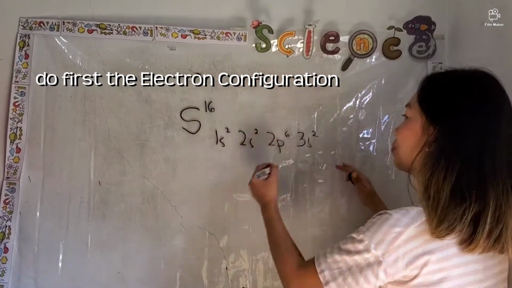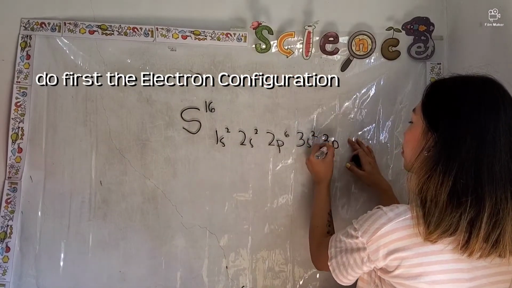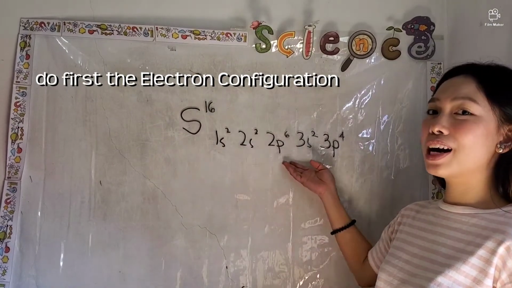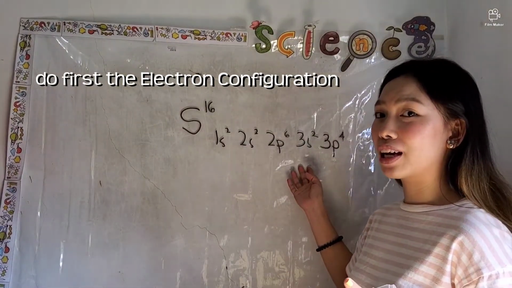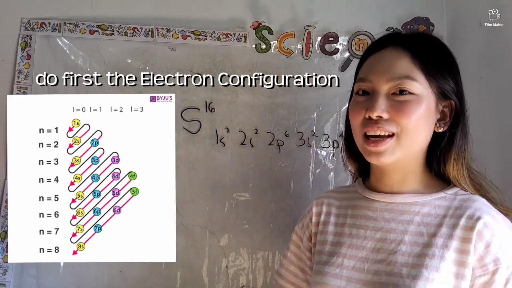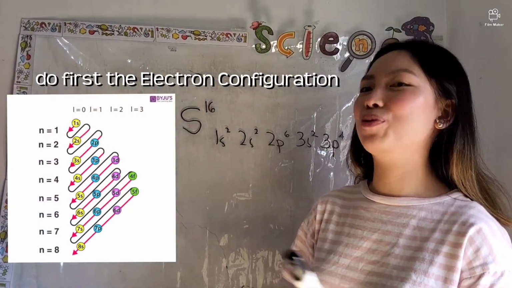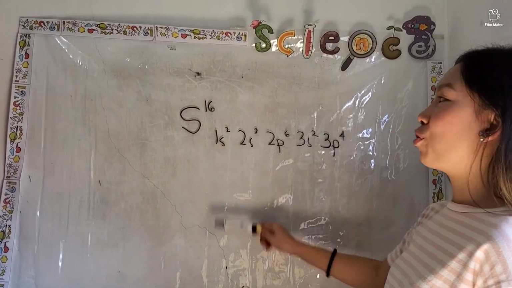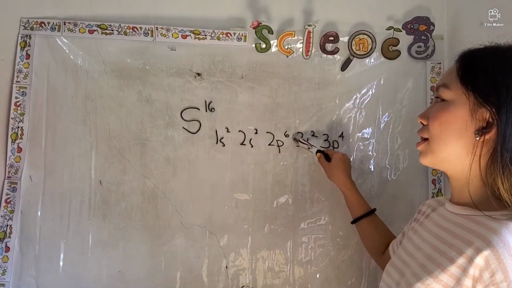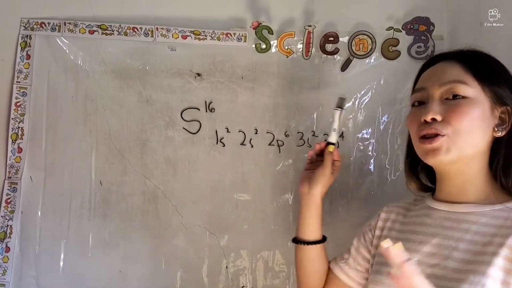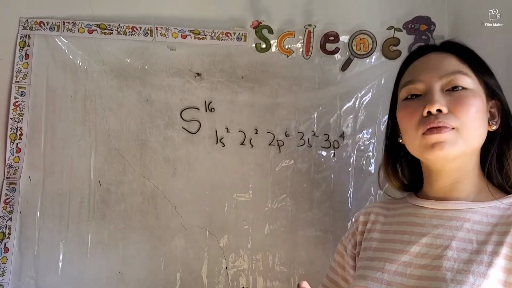So the next one will be 3p4. So kung hindi mo pa memoryado ang pagkakasunod-sunod ng electron configuration diagram, pwede mo namang gamitin yung drawing na itinuro ko dun sa lesson ng electron configuration natin na video. So ito yung ating electron configuration ng sulfur. 2 plus 2 is 4, plus 6, 10, plus 2 is 12, plus 4 is 16. So, tapos na natin gawin ang electron configuration ng sulfur.